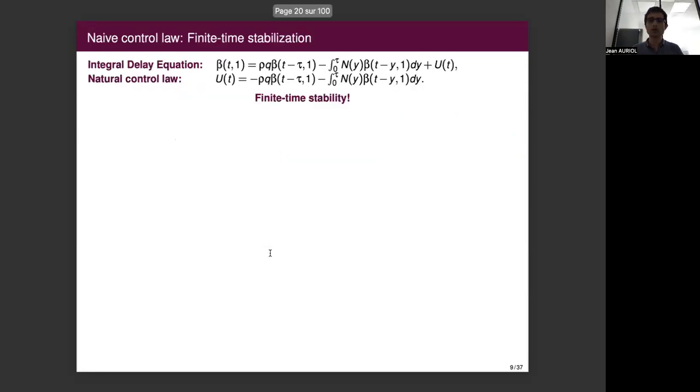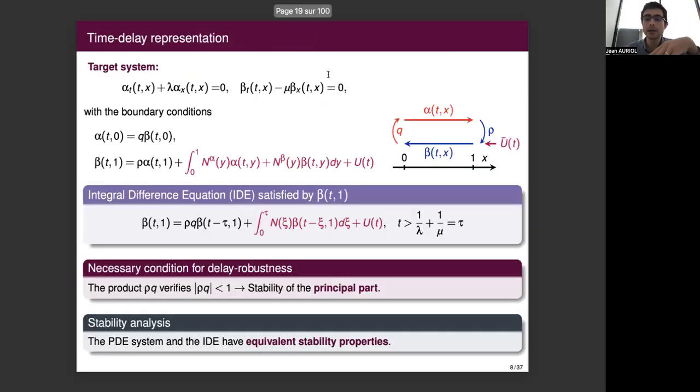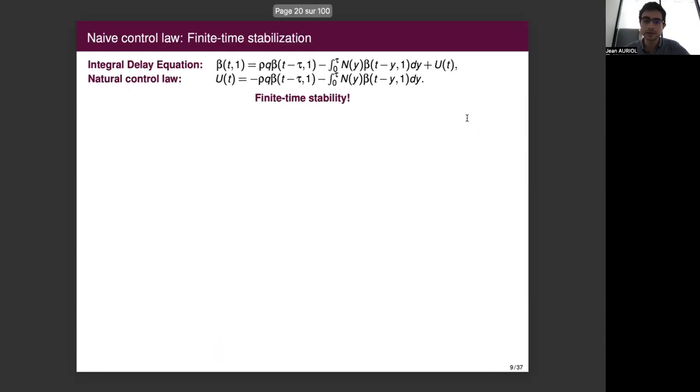Okay. So the natural control law that was proposed in 2012 by Krstic, Coron, Vazquez, and Bastin corresponded to a cancellation of all these terms. Basically, you just wanted to put a zero at this boundary so that you had a propagation of the zero and you had finite time convergence. So finite time stability is good. However, it may raise some robustness issues. In particular, if the terms rho Q are large enough, you may have some robustness issues.